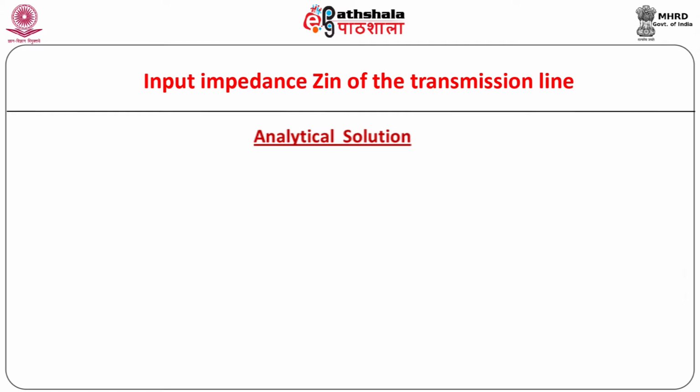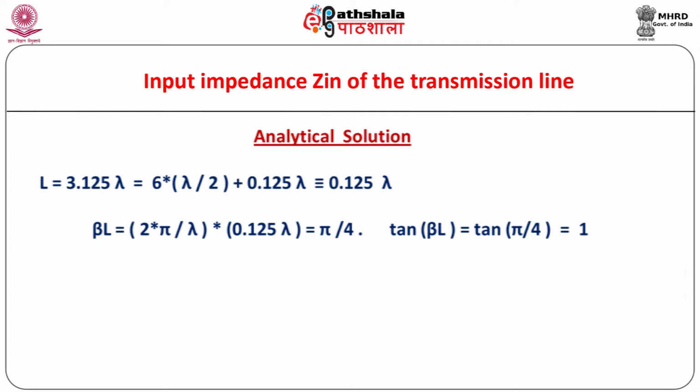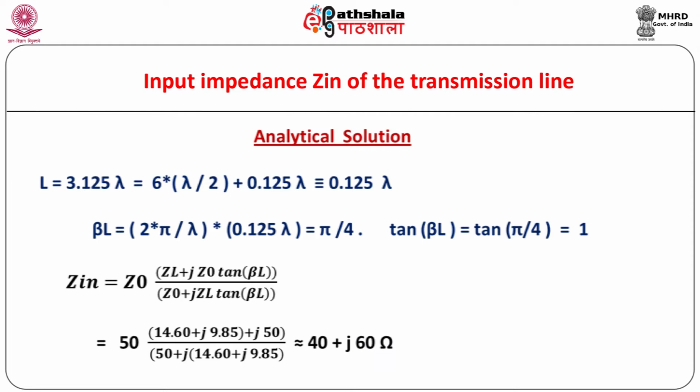The analytical solution can be obtained using the formula derived in one of the earlier modules as shown. Here note that the length of 3.125 lambda is equivalent to 0.125 lambda and beta L is pi by 4. Therefore, tan of beta L has value unity. Accordingly, the input impedance by using the formula comes out to be 40 plus j60 ohm. One may self-experience the mathematical labor involved in these calculations.